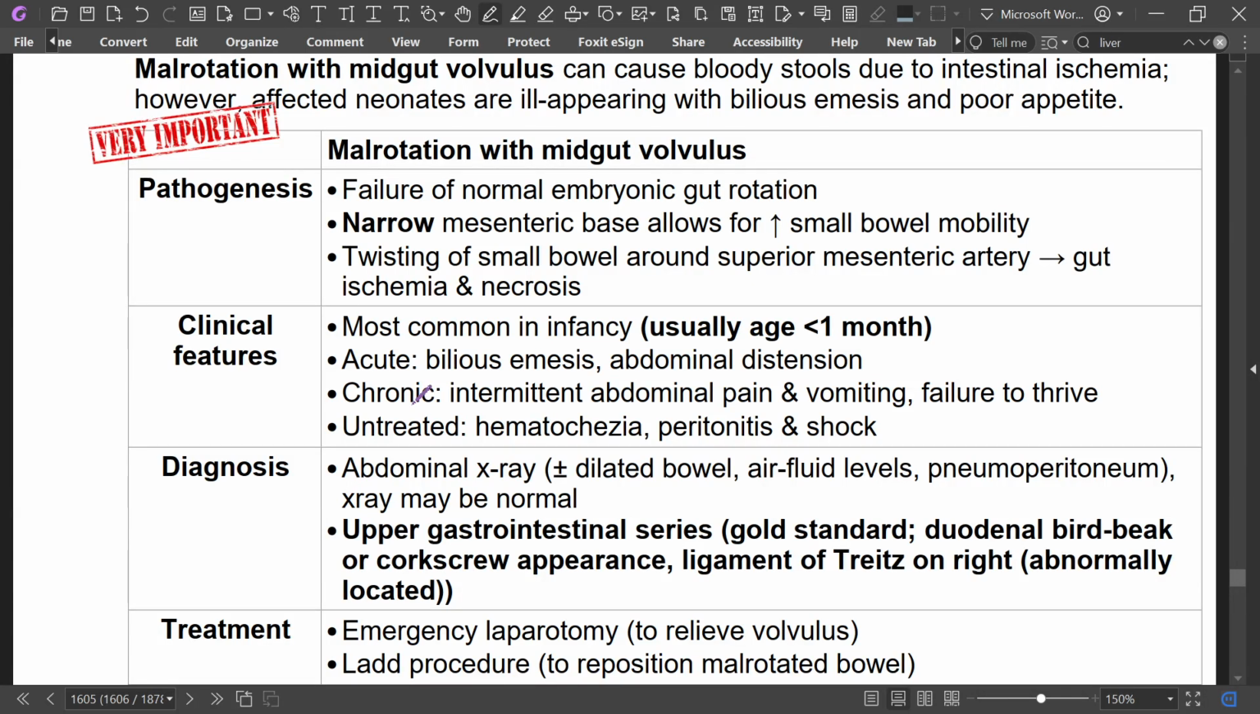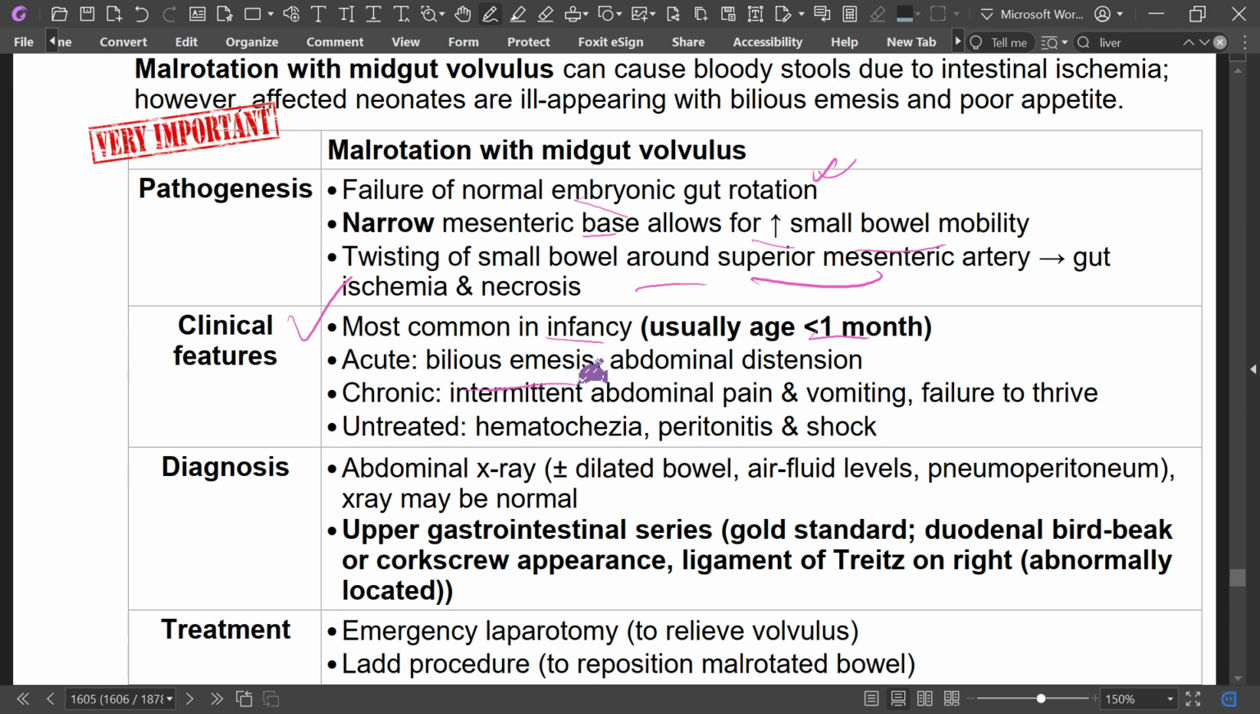Malrotation with midgut volvulus: failure of normal embryonic gut rotation. There is a narrow mesenteric base, which allows increased small bowel mobility and twisting of the small bowel around the superior mesenteric artery. There may be gut ischemia and necrosis. Most common in infancy, usually age less than 1 month.